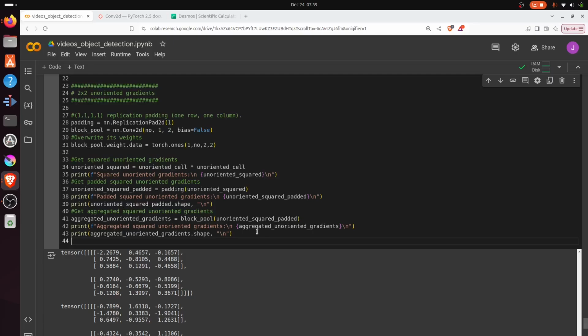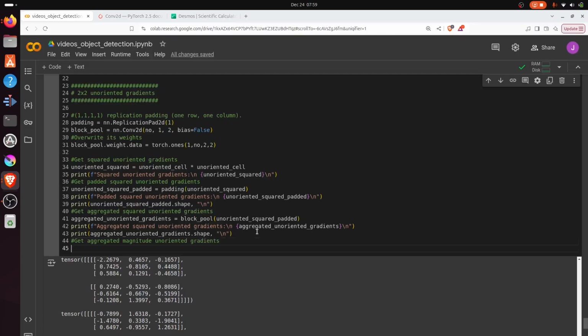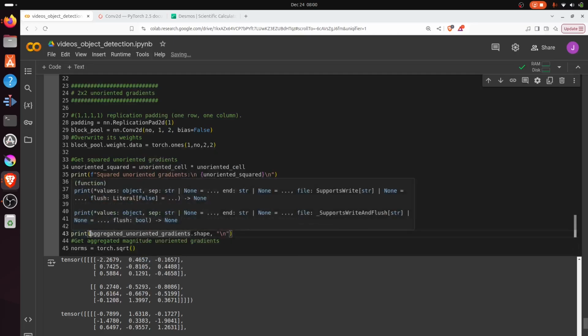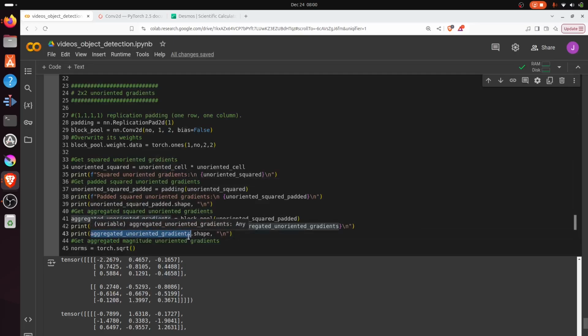So let's put here: get aggregated magnitude of unoriented gradients. Fantastic. So get the norms, and take the square root of the aggregated gradients, because these by themselves are the squared magnitude of the gradients, right?